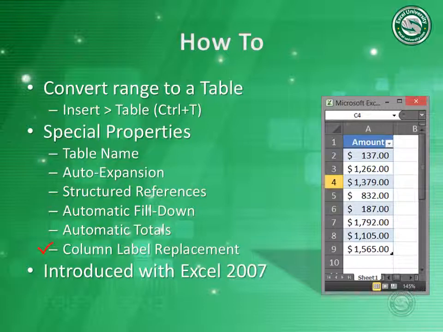Column label replacement. You know how when you scroll down a sheet that contains a large data range, you sort of lose track of which field is in which column? Typically, you might freeze the worksheet header in order to keep track of that. Well, when working with data stored in an active table, the standard column labels, A, B, and C, are replaced with the table's column headers as you scroll down, which is pretty nice.